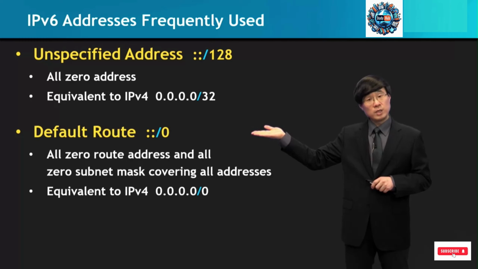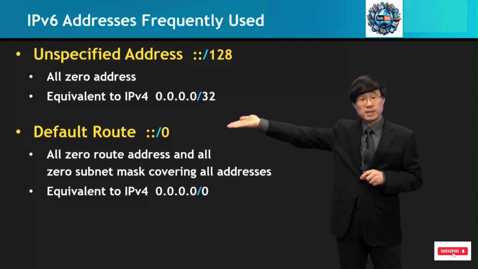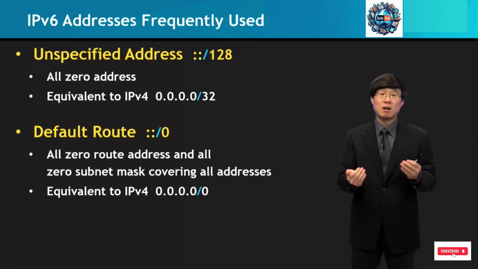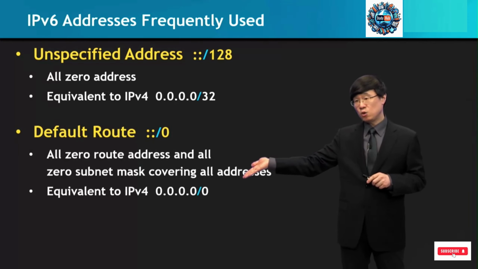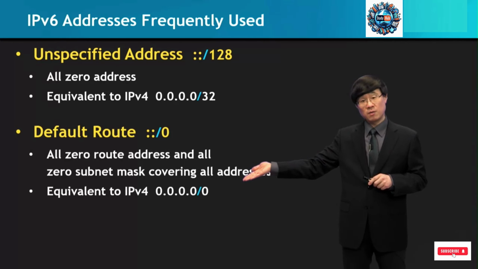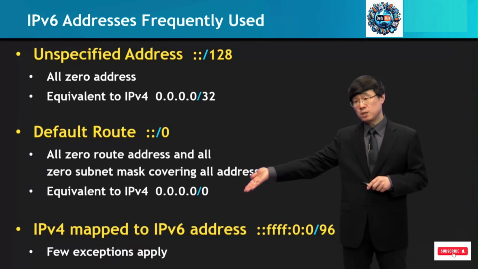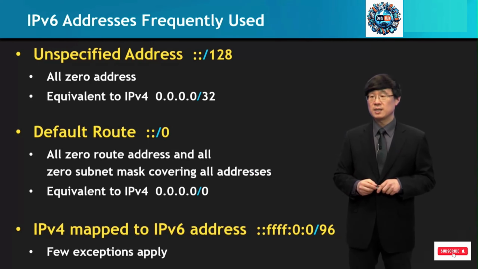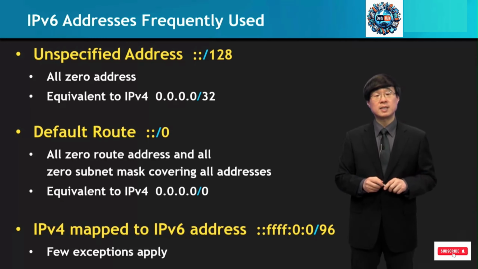For a default route, we use this notation where all bits in the IP address are 0, and the /0 represents that all bits in the subnet mask are also 0. And this is used as a default route in routing tables. This would be equivalent to the IPv4 address of 0.0.0.0/0. Also, there are IPv4-mapped IPv6 addresses. And you can see that the way the notation is done is right down here. Now, there are a few exceptions that do apply.